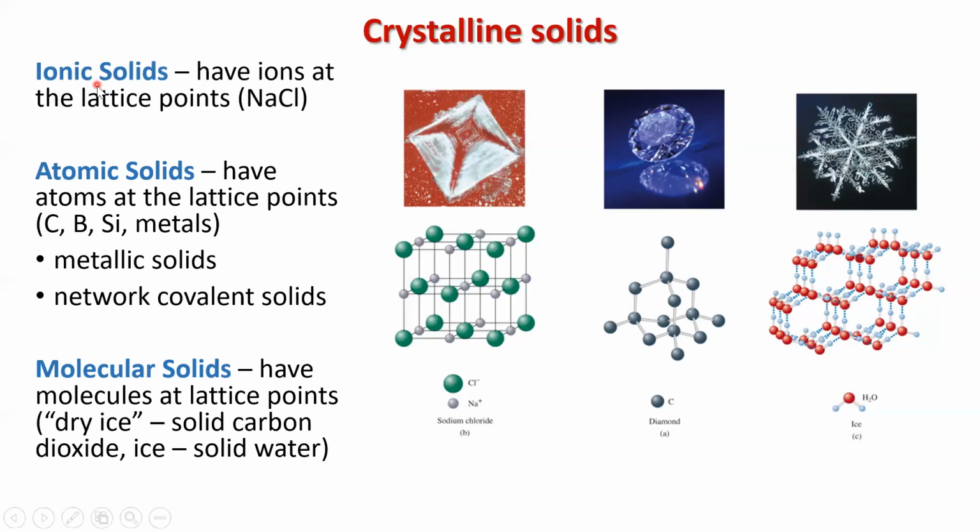So it's pretty easy to figure these out. Ionic solids, atomic solids, and molecular solids are all crystalline solids that have those unit cell repeating units within them, and the lattice points are identified by the name of the solid. So ionic solids have ions in them, atomic solids have atoms in them, molecular solids have molecules in them.